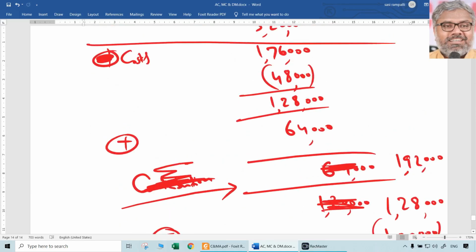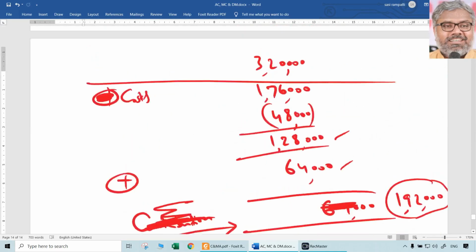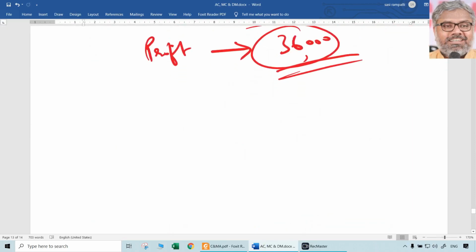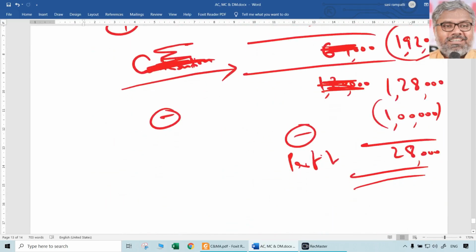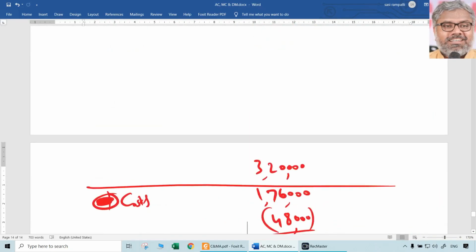So here, variable production cost minus closing stock plus variable selling and distribution cost will give us total variable cost. If you deduct this from sales, you get contribution 128. Deduct fixed cost, you get profit of 28,000. Profit under absorption costing was 36,000. Isn't it? 28 and 36.